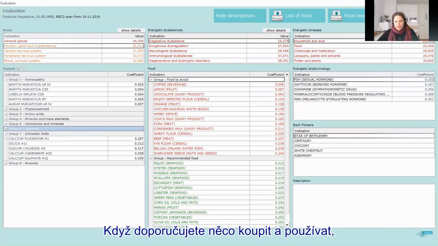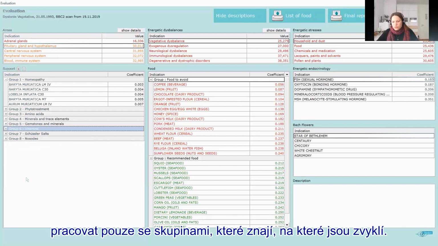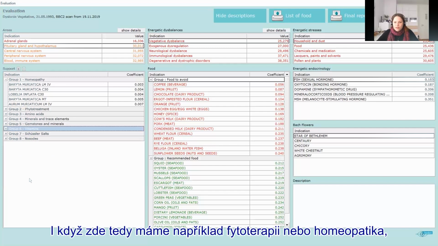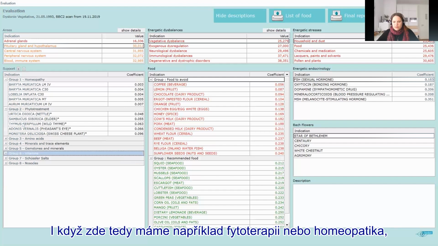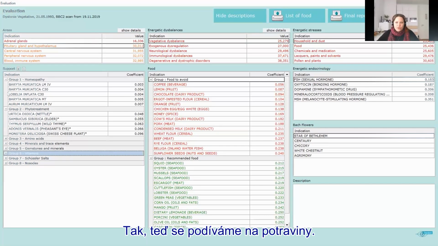And when you recommend something to buy and take, I always recommend to my therapists here in Germany to use groups that you are used to and that you know. Even when you have phytotherapeutics or homeopathic remedies, you should know what you do when you recommend them.